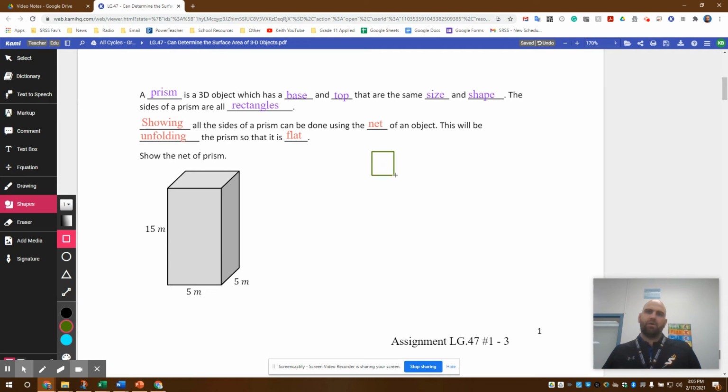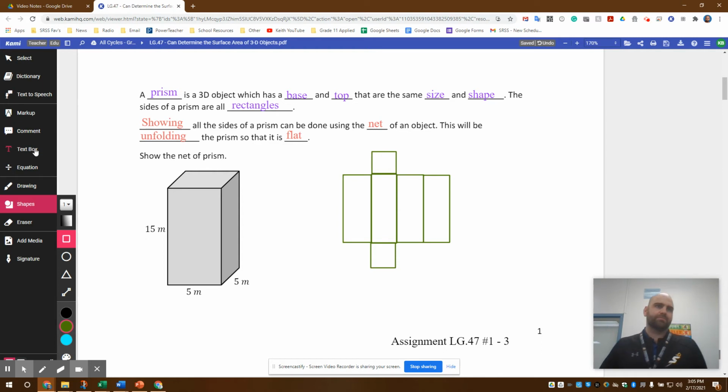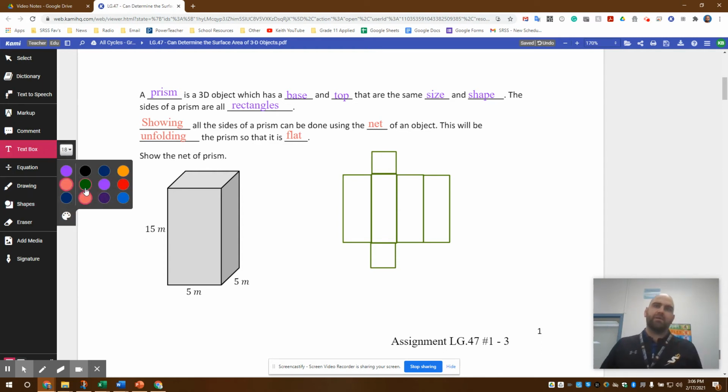Okay, so we would have our squares on top, and then we would have all of our sides, roughly like that. And I'm going to try to draw them all the same size because that's what they're supposed to be. And I'm going to draw that one there. There we go. And this would be the net of our shape.